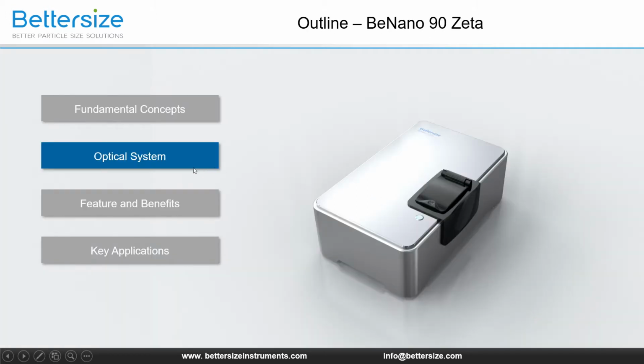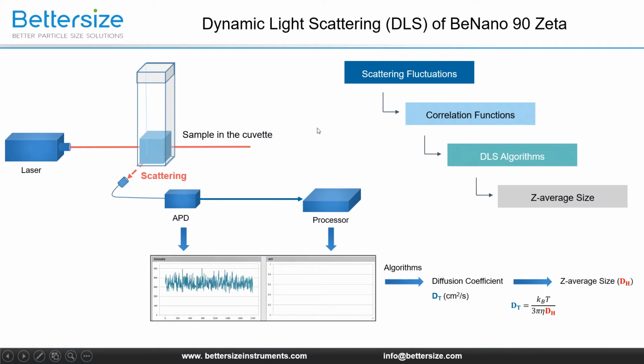After introducing the fundamental concepts, let's move on to the next section, the optical system of the Binano 90 Zeta. Have you wondered how the Binano 90 Zeta gives the size of particles? Simply put, the scattering fluctuations of particles are detected and then converted into correlation functions. Then, by using DLS algorithms, the average size based on intensity, also known as the average size, is calculated.